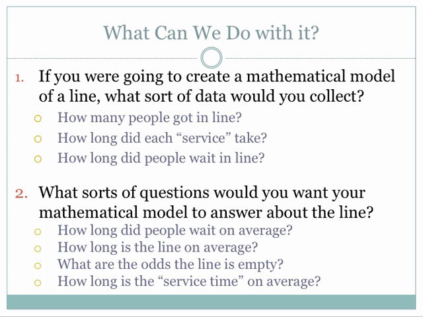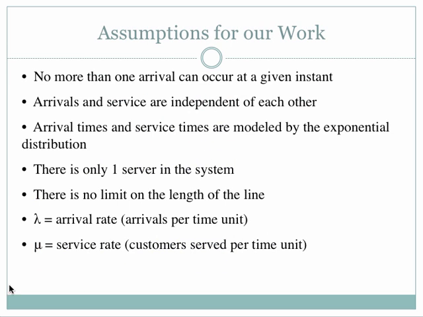As I said, we'll be looking at a very specific example. So these are the assumptions that we need for our work. First of all, no more than one arrival can occur at a given instant. So not groups. Arrivals and services are independent of each other, so your service time doesn't depend upon when you arrived. Arrival times and service times are modeled by the exponential distribution we've discussed, that probability density function. There's only one server in the system, so that's very important. Not like a bank teller line where there's a bunch of different people, not like the lunch lines here. So only one server. There's no limit on the length. That needs to be there in order for the exponential distribution to be accurate.